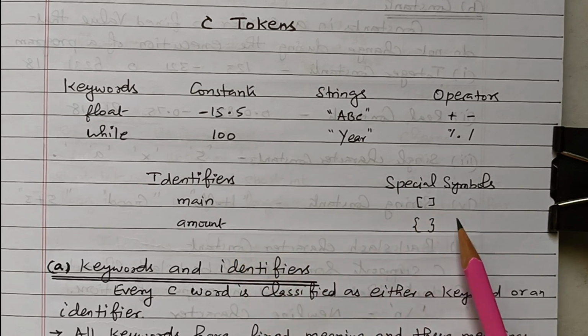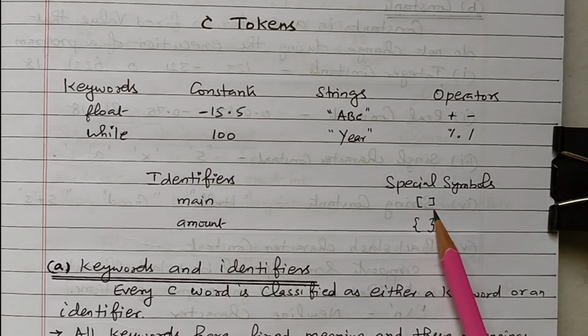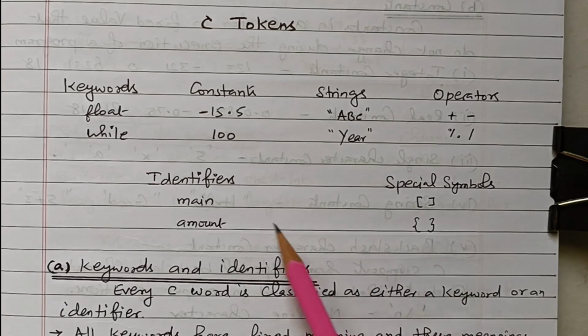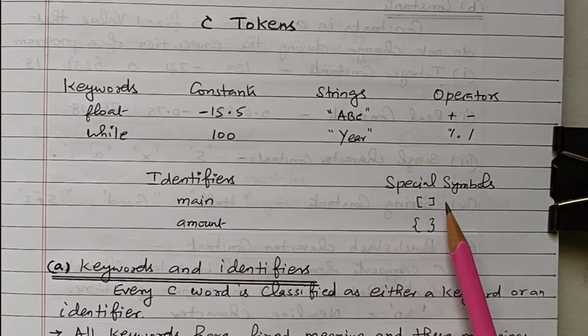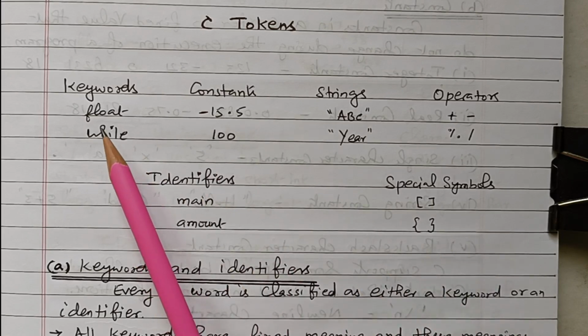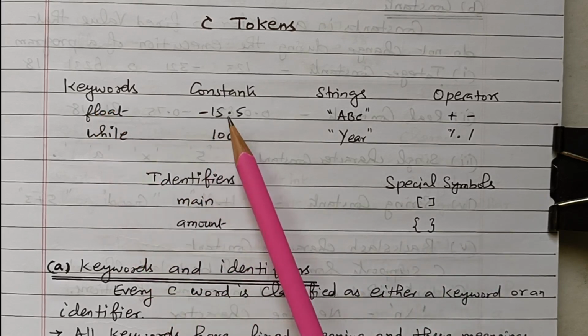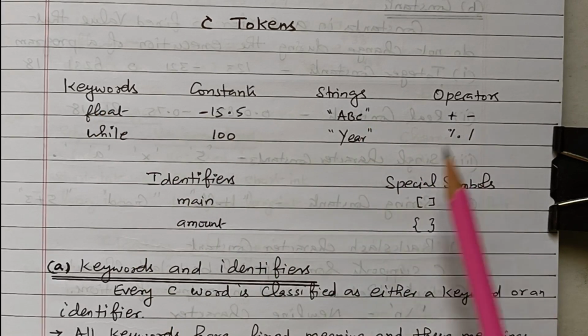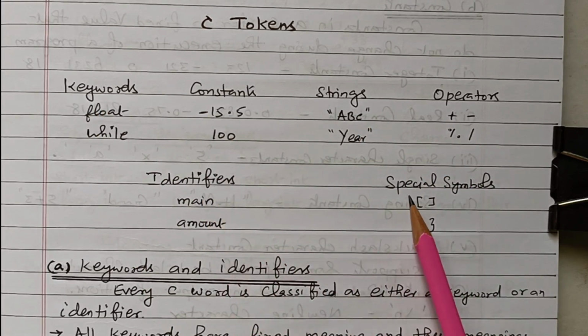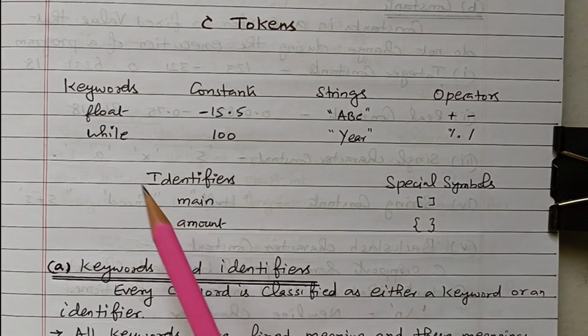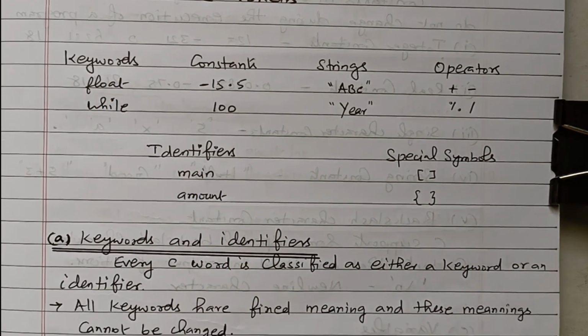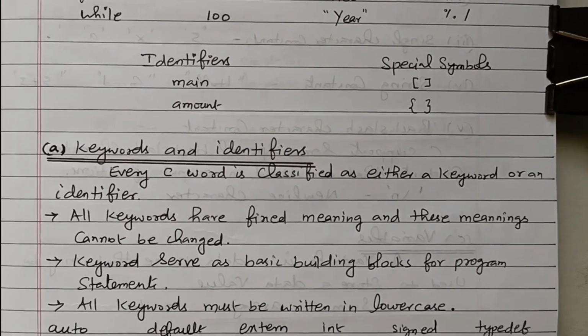Then special symbols: opening and closing square brackets, opening and closing braces. These special characters are also available. Only a few examples are given. We'll see these tokens in detail one by one, right? So we have keyword, constant, string, operators, identifiers, and special symbols. First we will see keywords and identifiers, and in detail what is meant by keywords and identifiers.